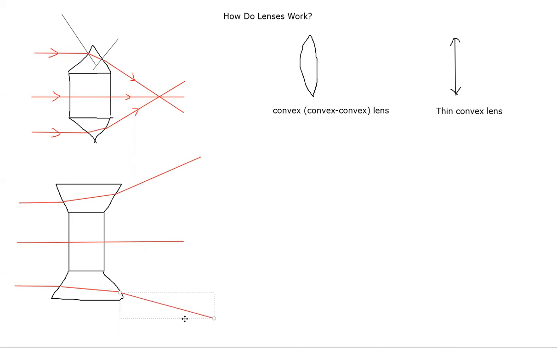So what's happening here is the light is being diverted away from the central line, like so. The central line, or the axis, is called the principal axis. And in the case of this kind of lens, the light is being diverted, or diverging, from the center. So if I were to draw this lens, it would look somewhat like this.